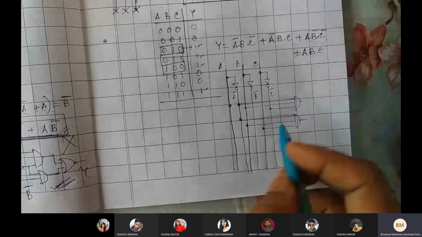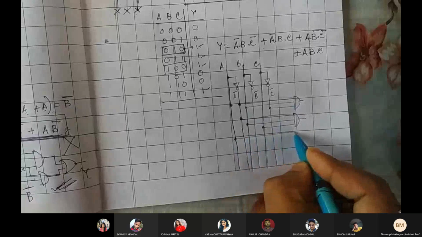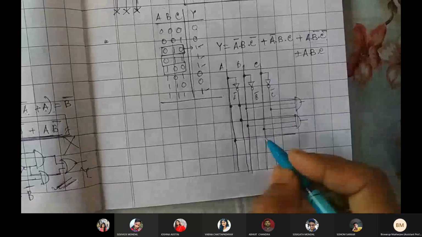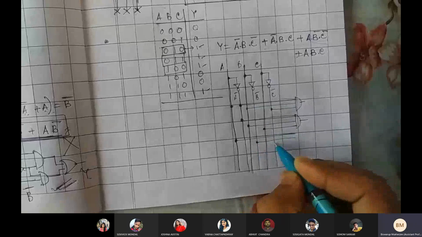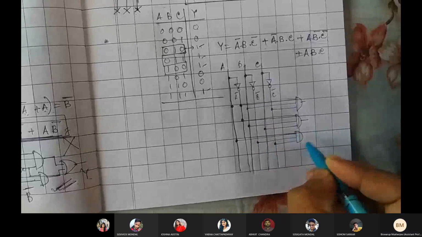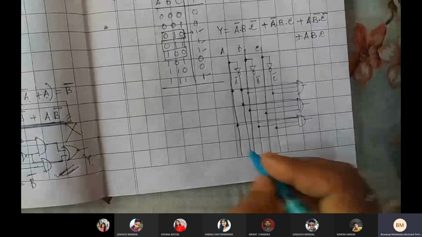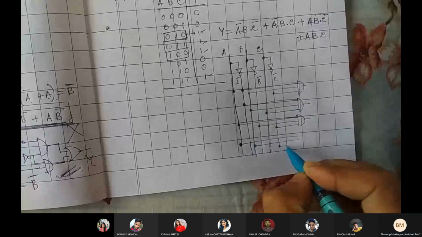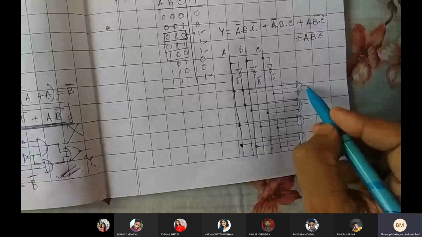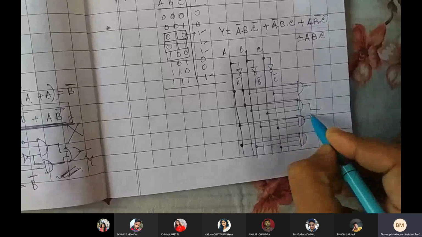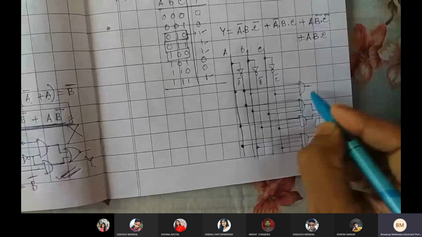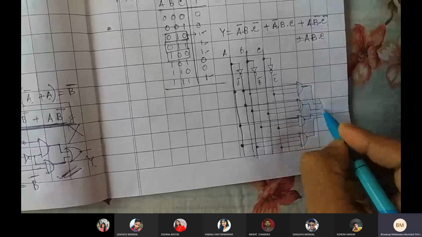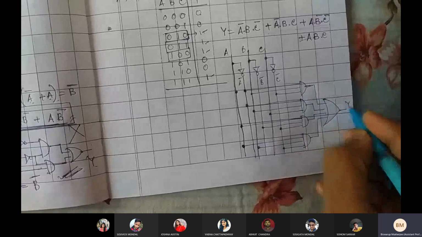Right. The third one is A B bar C bar. So it is A followed by B bar, and then C bar. Like this. And lastly ABC. So A line is there, B like this, and C. Okay, so now what you need to do is just drag those lines to a 4 input OR gate in order to get the final output Y.